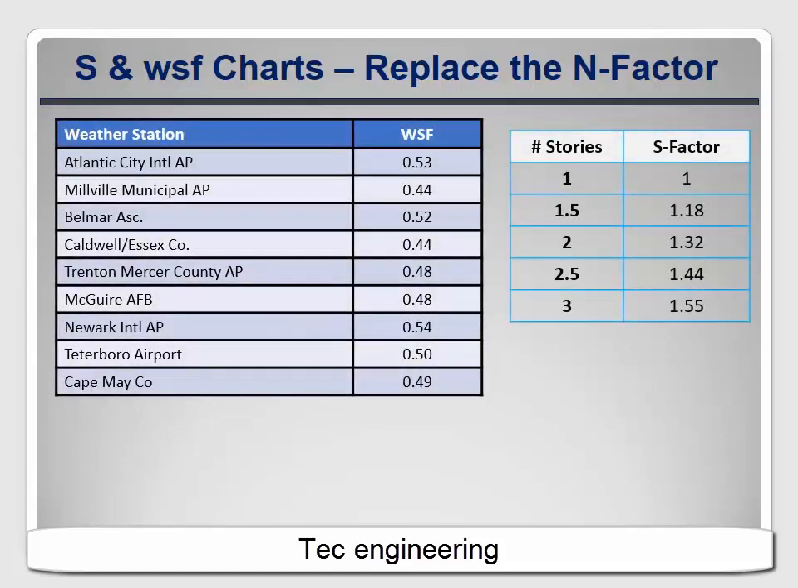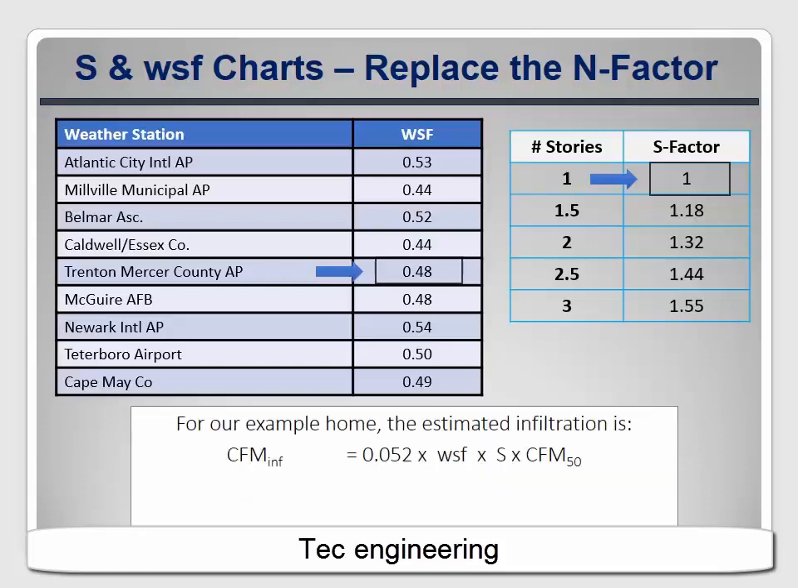For our example house, the weather and shielding factor is 0.48. The closest weather station is Trenton. The S factor is 1 because it's a one-story house. If it were 2 stories, the S factor would be 1.32. Now we can plug those numbers into the equation. The estimated natural infiltration is 0.052 times the weather and shielding factor of 0.48 times the S factor of 1 times the blower door reading of 850 CFM. That gives us an estimate of 21 CFM. That's our infiltration credit.